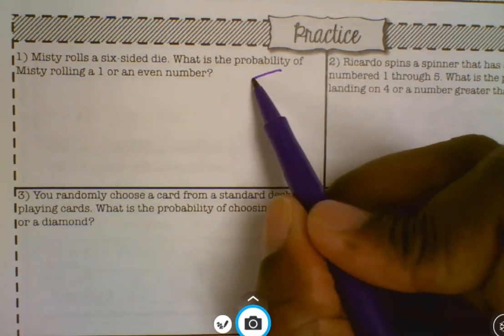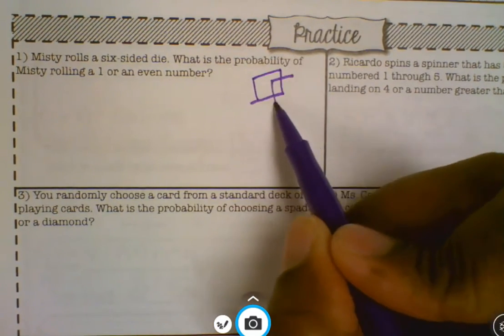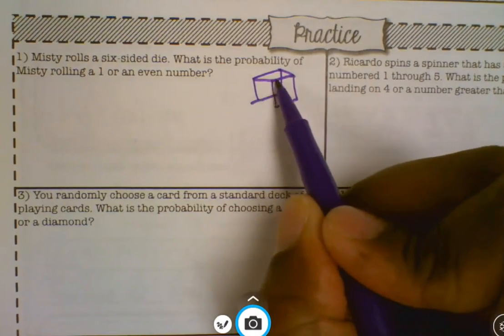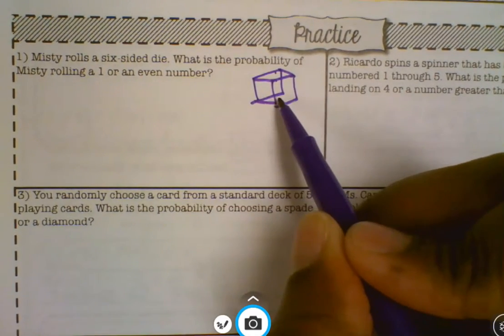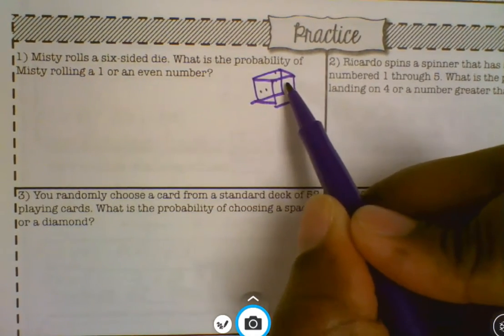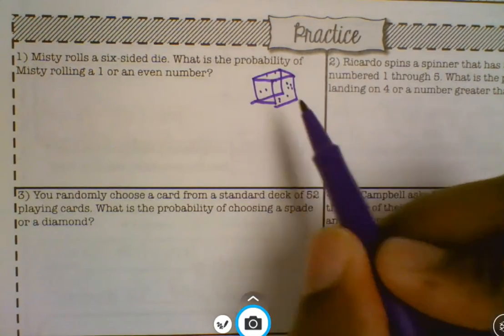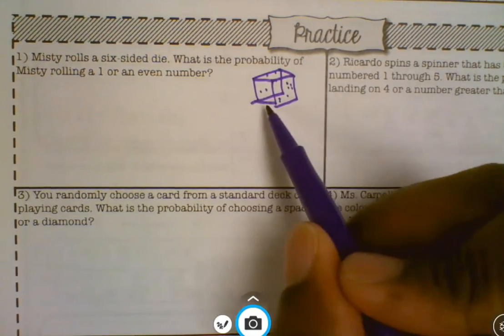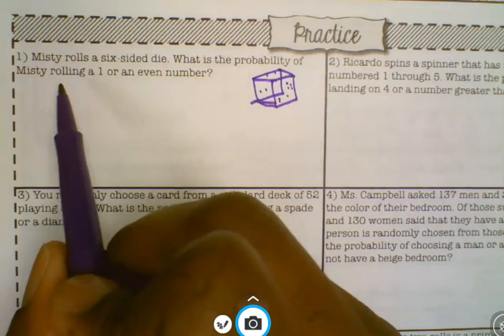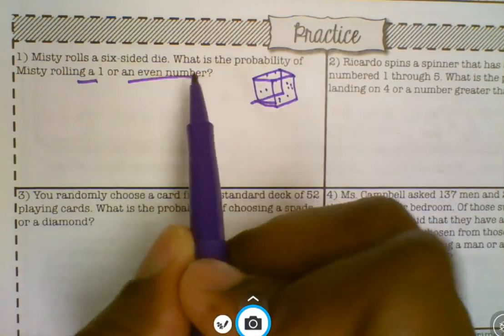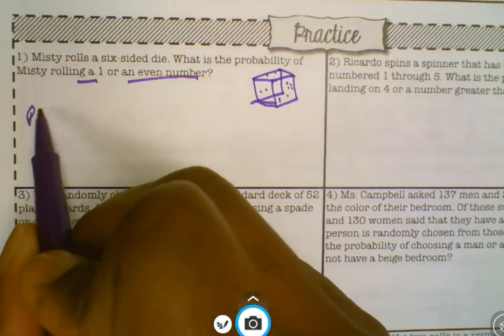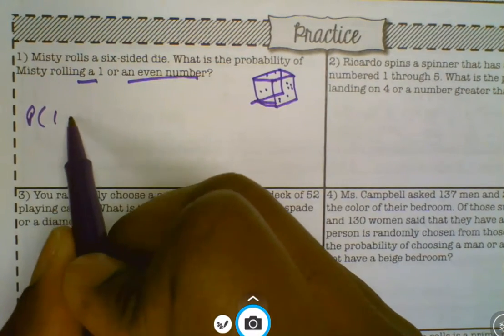A die is singular for dice. So this is what a die looks like. You've got one number that's 1, then another that's 2, and then 3 or 4. Anyway, it's just one of them. On that, you've got 6 sides. And it says, what is the probability of rolling a 1 or an even number?